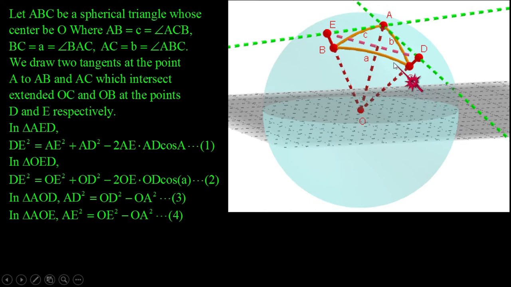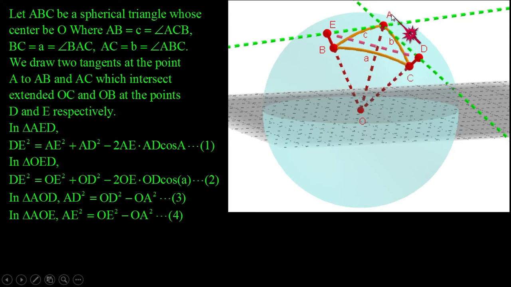We draw two tangents at the point A to the arcs AB and AC, and these two tangents intersect the extended OC and OB at the points D and E respectively. Now we join E with the point D and A with the center O.